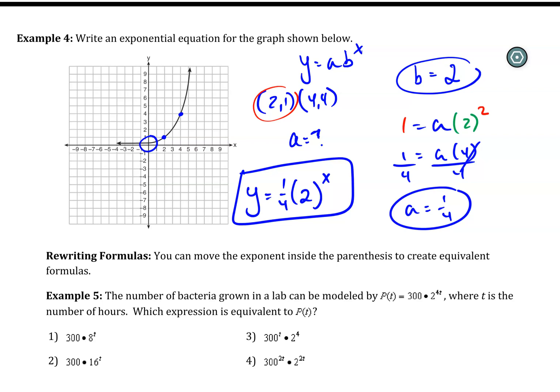Again, they can give you points. They might give you the B value. They didn't in this case. We could figure it out. So you just have to go through each piece and figure out which ones you have, what you need, and then work backwards to find the parts that you're missing.